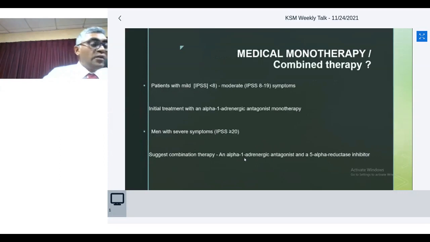So if they have moderate symptoms, we can start monotherapy. If they are very young, then we can start monotherapy. If they don't have very sexual concerns, then we can start monotherapy with alpha blockers. But elderly with moderate symptoms or severe symptoms, we can start using combination therapy with them, which may be a 5-alpha reductase inhibitor, or if they have sexual concerns, 5 PDE inhibitors we can add to these medications.